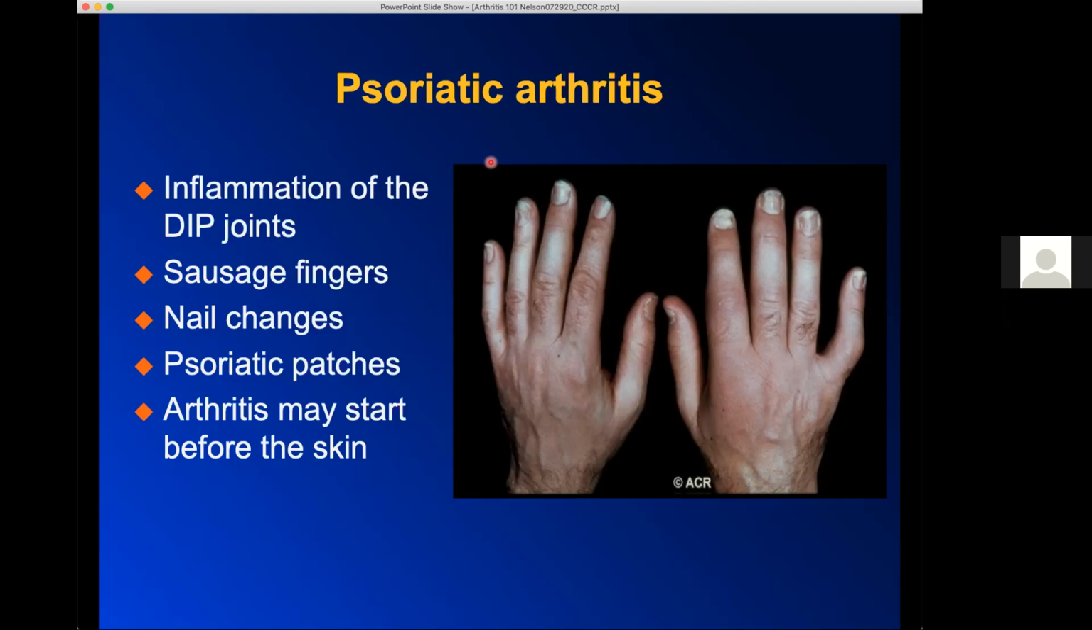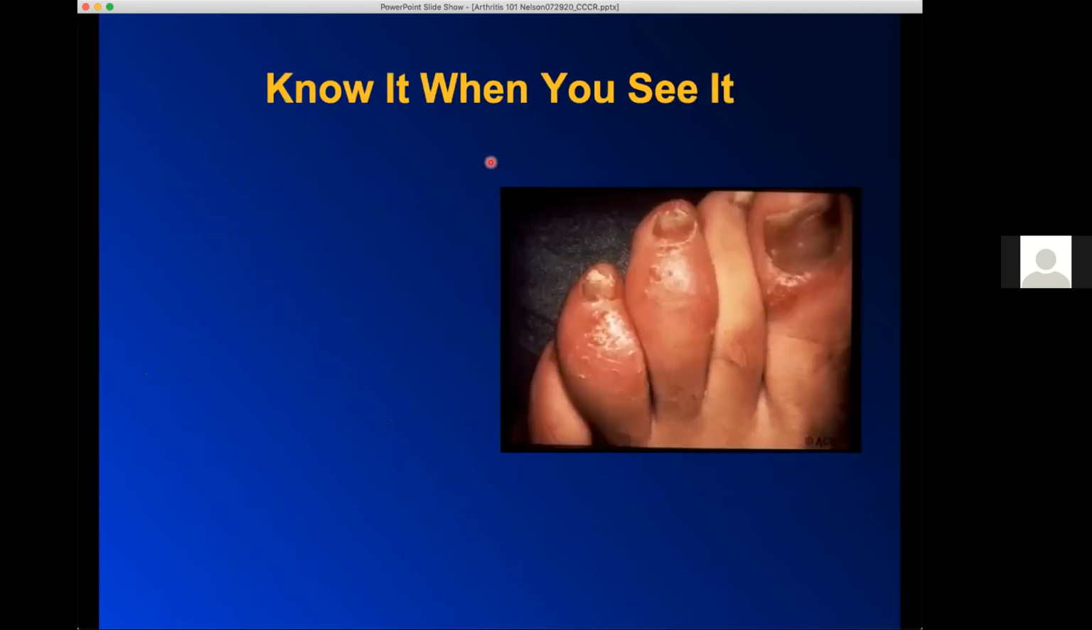It's a little hard to see. I have a better picture later. And sometimes they'll get nail changes at the DIP joint that's affected, so that can be a clue sometimes. Obviously, if they have skin psoriasis, and looking for skin psoriasis is important. So you look behind the ears, you look in the ears, look in the scalp, look in the gluteal cleft. There's lots of places that psoriasis can hide that patients might not even be really aware of. And again, they don't happen in order, so you might have the arthritis first.